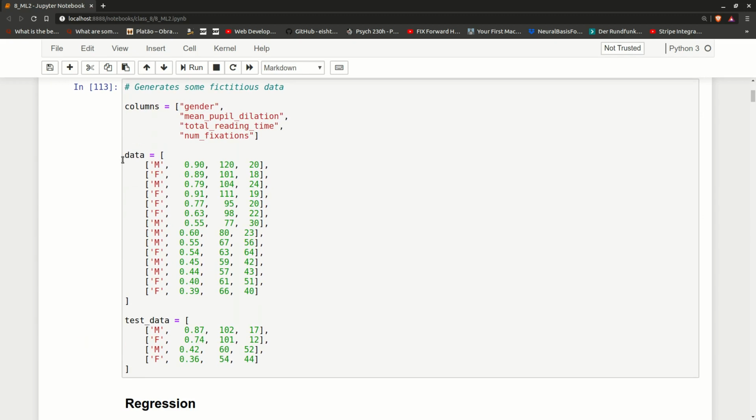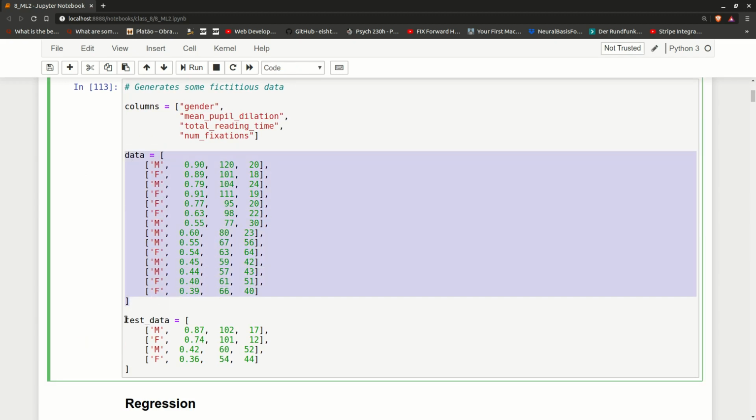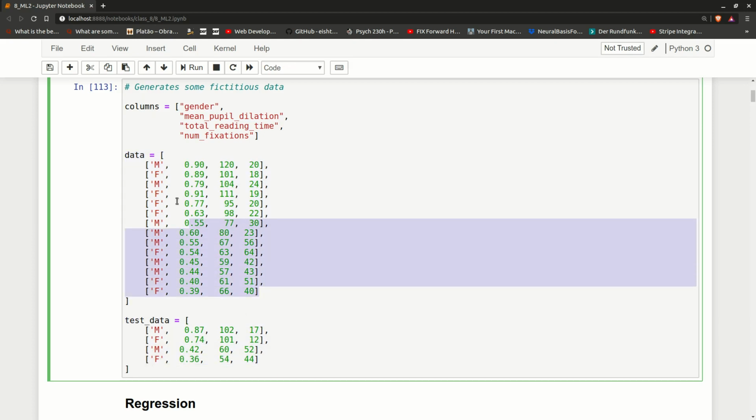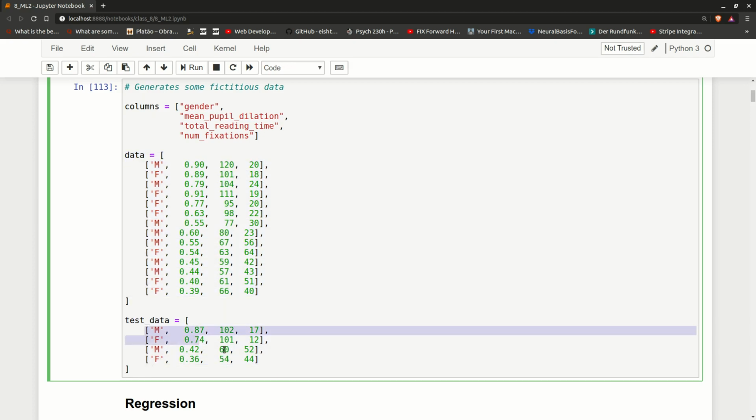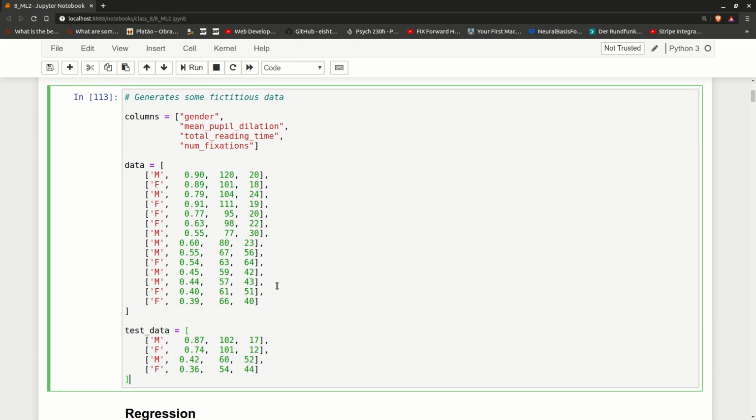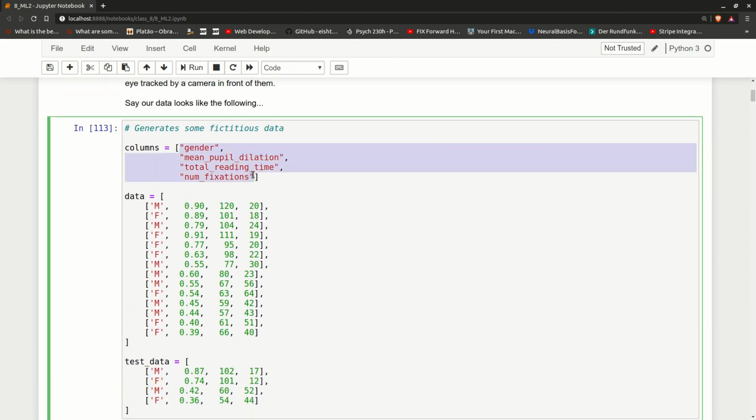So the idea is that this is a training set, and this is a test set. There are, I don't know, 14 points here in the training set and 4 points in the test set. And I created 4 columns here: gender, mean pupil dilation, total reading time, and number of fixations. This is associated with reading. Gender is gender, but for pupil dilation, when people read, you can measure the dilation of their pupil, of the eye.